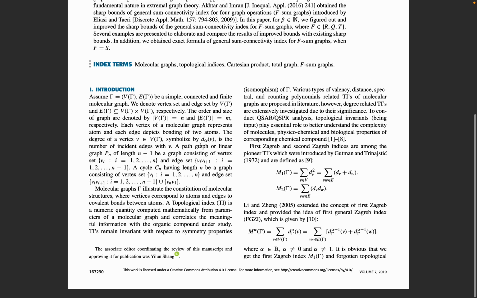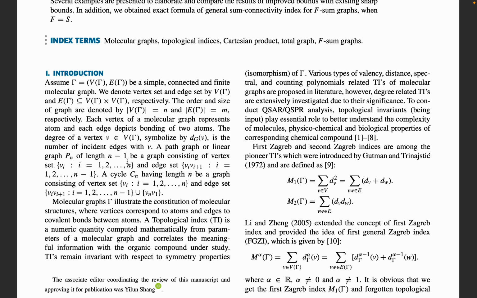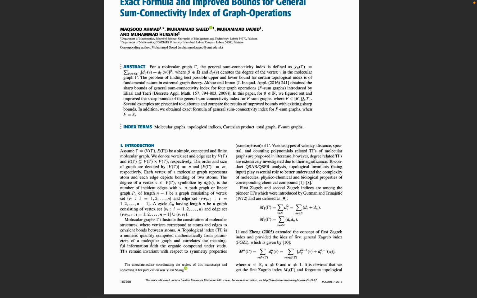A path graph or linear graph Pn of length n minus 1 is a graph consisting of the vertex set vi, i equal to 1, 2, 3 and so on up to n, and edge set vi vi+1, where i equals 1, 2 to n minus 1. The molecular graph illustrates the constitution of the molecular structure, where vertices correspond to atoms and edges to the covalent bonds between the atoms. The topological index TI is a numerical quantity computed mathematically from parameters of the molecular graph and correlates meaningful information.